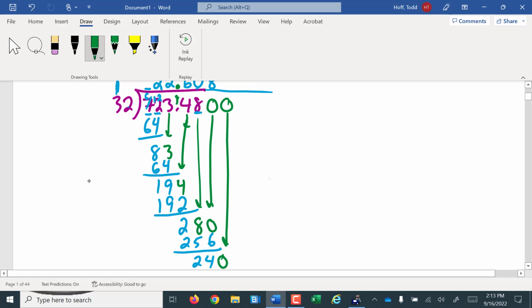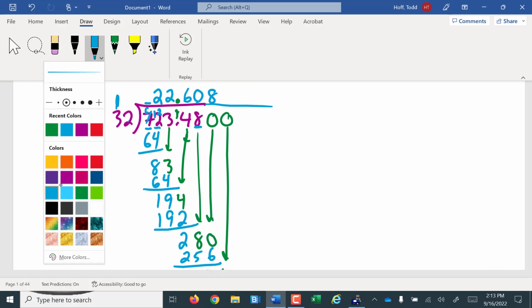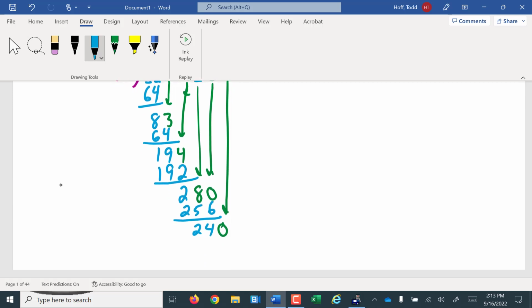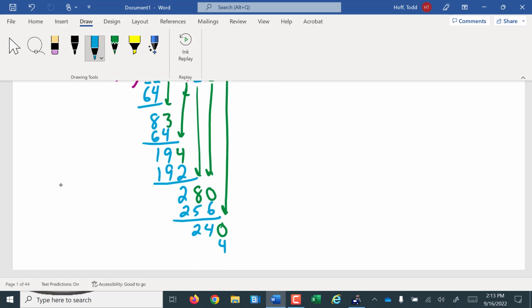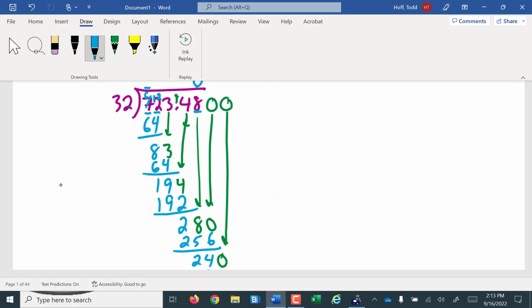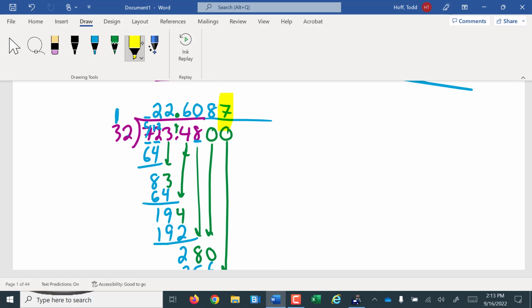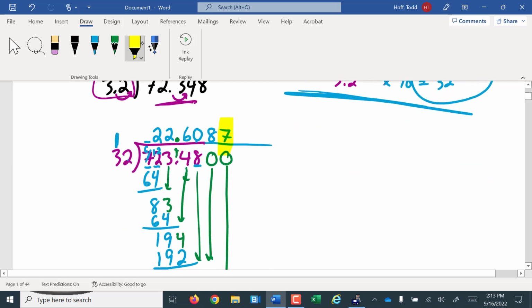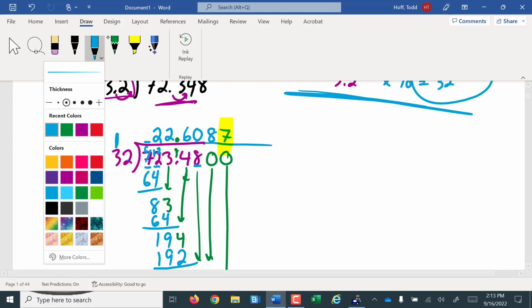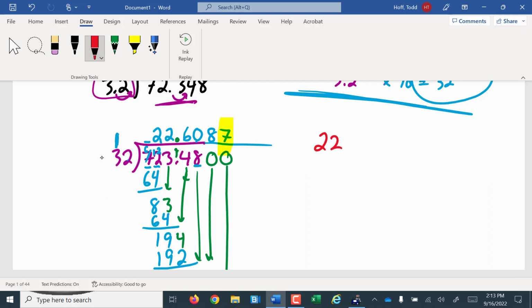32 into 240. Let's try 7. 7 times 2 is 14, so 4, carry the 1. 7 times 3, 21 plus 1 is 22. That's 16 left over. So 7 was correct. We had to go to this next digit because when we say we want it to the nearest thousandth, it's saying round it to the nearest thousandth. And we can't round without knowing the next digit. So now, to the nearest thousandth, this is the thousandth digit. The 7 tells us that this is going to become 609. The 7 says we round that up to a 9. So 2.609. Perfect. Any questions there?